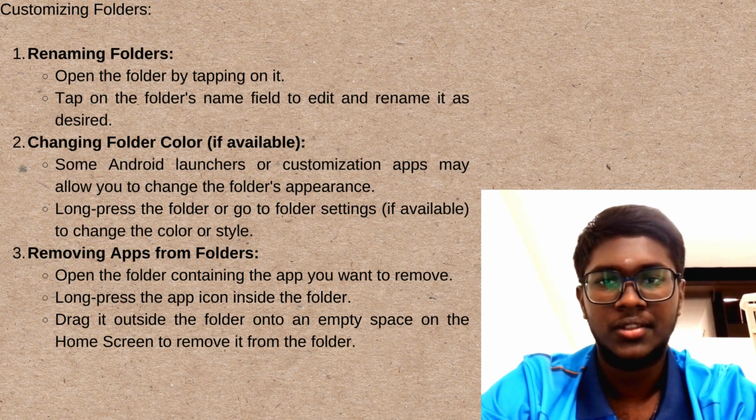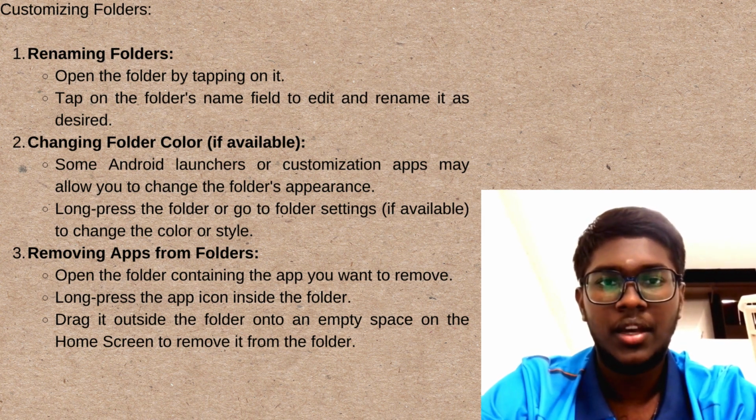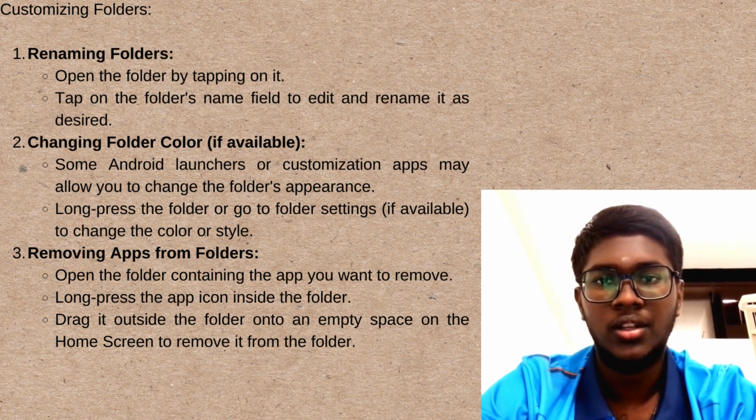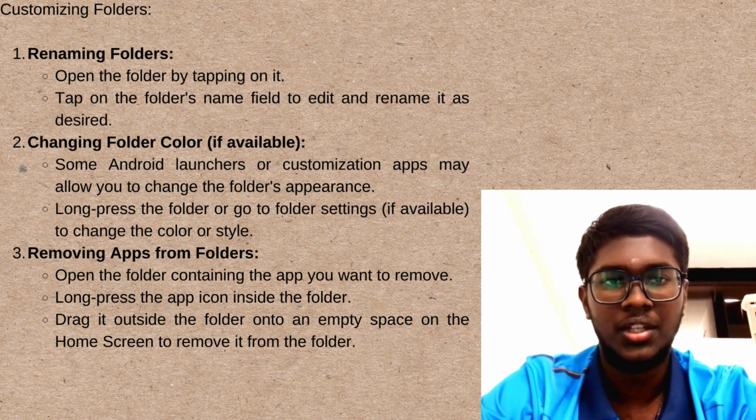And then removing apps from folders. Open the folder containing the app you want to remove. Long press the icon inside the folder and then drag it outside the folder onto an empty space on the home screen to remove it from the folder.